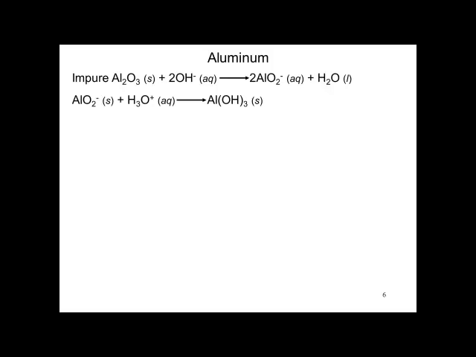Let's look at aluminum a little more closely. Impure aluminum is Al2O3. It reacts with hydroxide ion to form the intermediate AlO2- plus water. In the presence of acid, that is converted back into aluminum hydroxide. The aluminum hydroxide is then heated to form a more pure form of Al2O3. Al2O3 is the chemical name for the mineral bauxite.